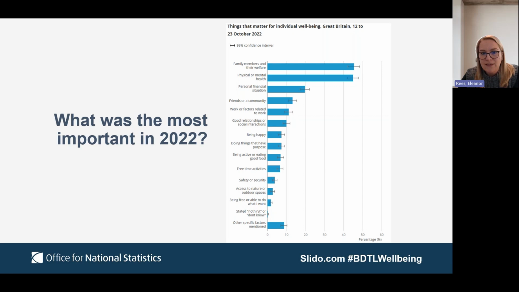Although these are the topics that were most frequently raised in Great Britain as a whole, not everyone prioritised these in the same way. For example, mental and physical health was mentioned more by those over 70 than those aged 16 to 29, and good relationships and social interactions was mentioned more by 16 to 29-year-olds and less by those over the age of 70. And interestingly, we didn't see any differences between men and women.